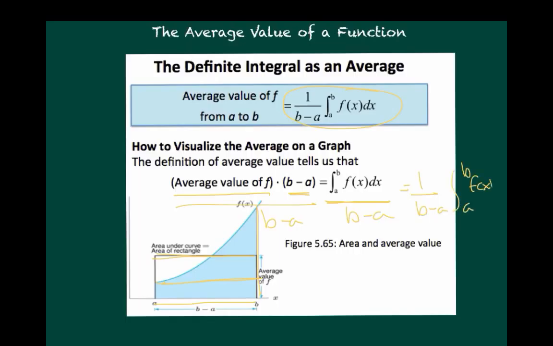Maybe that still doesn't click, but that's okay. It's an easy enough formula to memorize whenever you're looking for the average value of a function. Just take the integral of that function and divide by b minus a, or multiply by 1 over b minus a. Okay, Ramblers, real quick example, and then we'll wrap this video up.